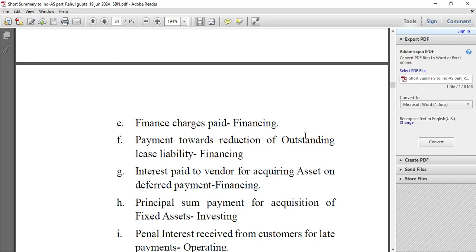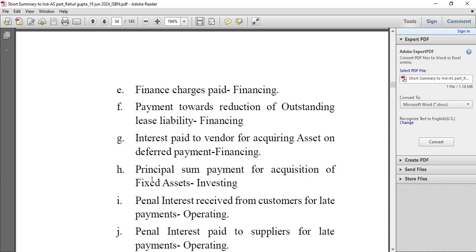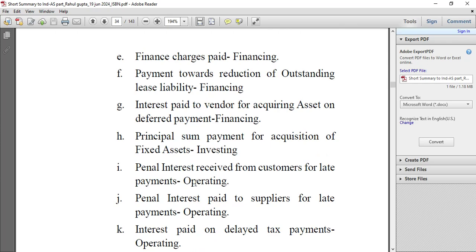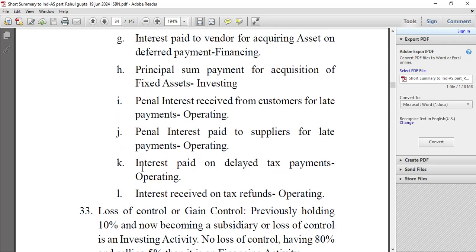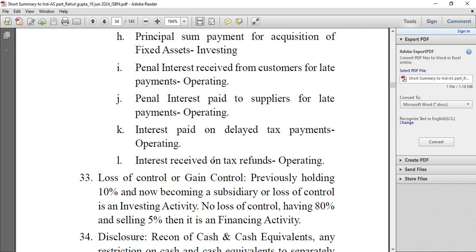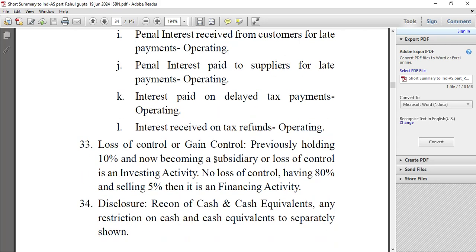Payment towards reduction of outstanding lease liability is financing activity. Interest paid to vendor for acquiring asset on deferred payment basis is financing activity. Principal sum payment for acquisition of fixed assets is investing activities. Penal interest received from customers for late payments is operating activities. Penal interest paid to suppliers for late payments is operating activities. Interest paid on delayed tax payments is operating activities. Interest received on tax refunds is operating activities.